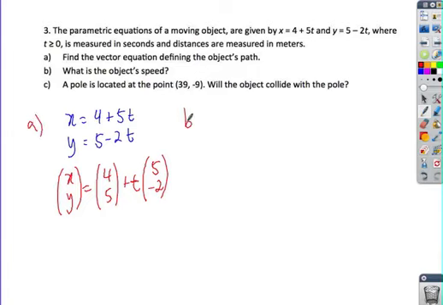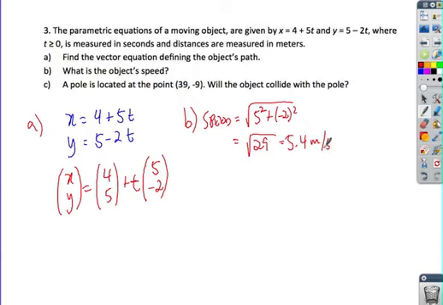So if you want to take the speed out of the vector equation, we take the magnitude of the b vector. So in this case, speed is equal to the root of 5 squared plus -2 squared, and that is root 29, which could be approximated to 5.4, and this time it's meters per second.